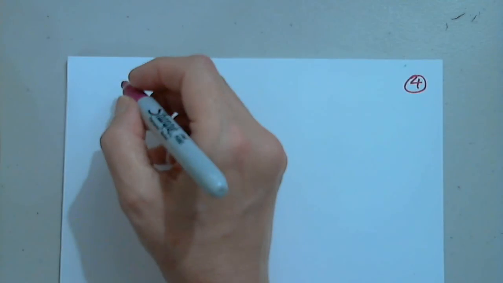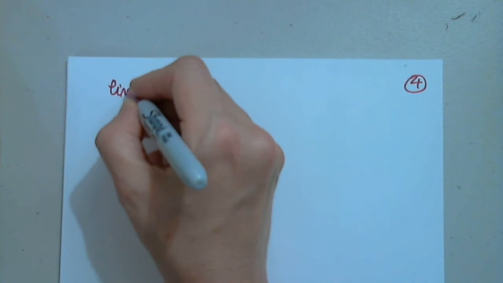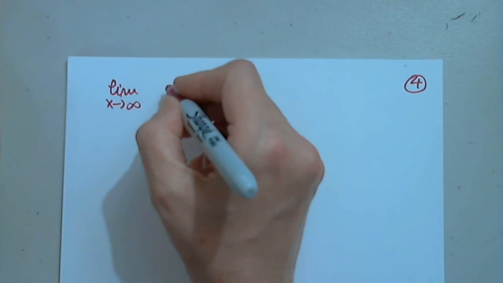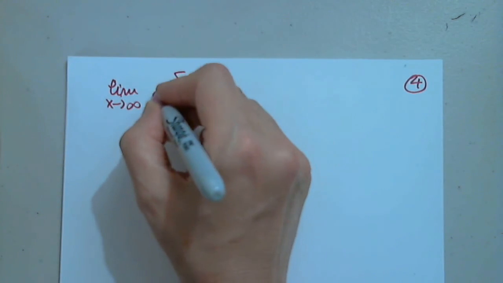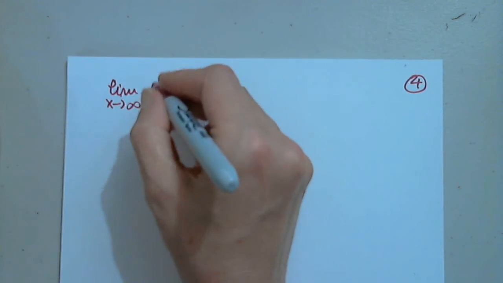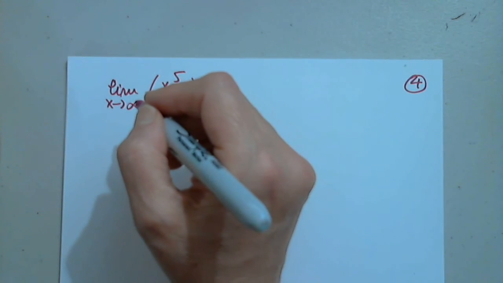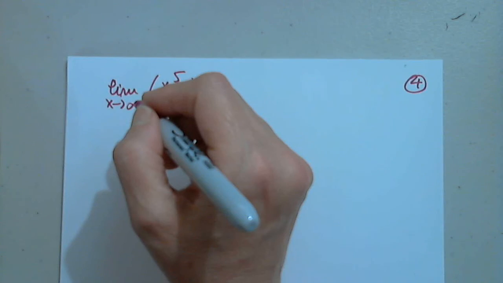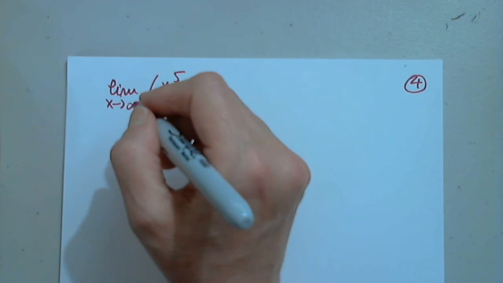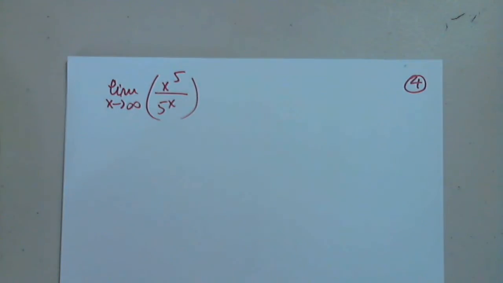I think we grew out of plugging in numbers. We are way beyond that. So this is page 4. Let me write the limit: limit as x approaches infinity of x to the 5th over 5 to the x. Okay, so they want us to use a graphing calculator. We can do that too.